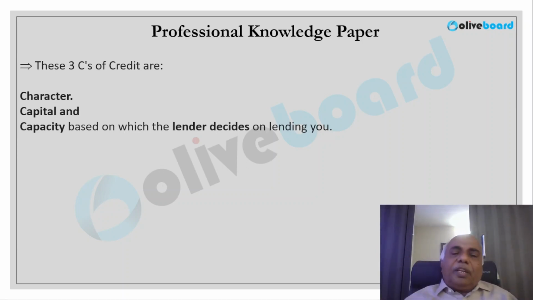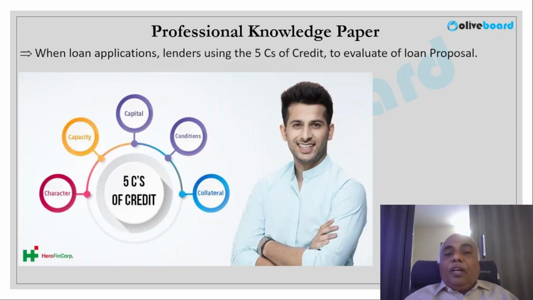In a similar manner, the 5 C's are also defined, either 3 C's or 5 C's. Three are common. When a loan application comes, the lender uses the 5 C's of credit to evaluate the loan proposal. What are the 5 C's? The character of the borrower, the capacity of the borrower, the capital of the borrower, the conditions of the loan, and the collateral security offered by the borrower. That's why the 3 C's or 5 C's are a must while evaluating the loan proposal.